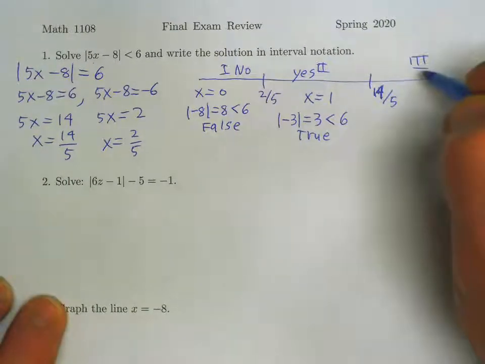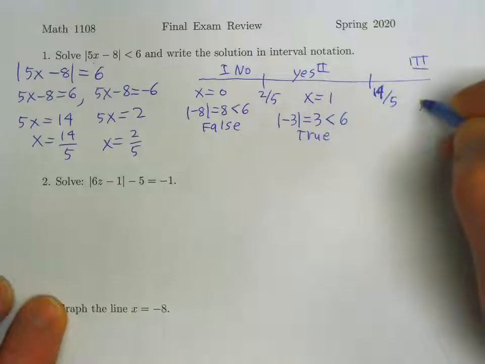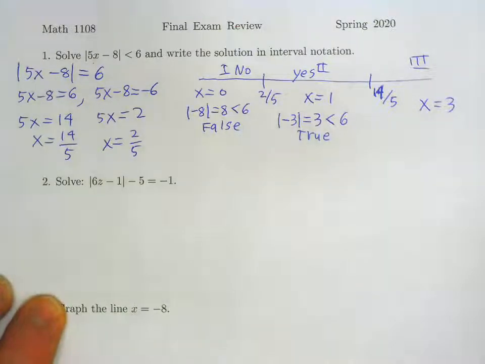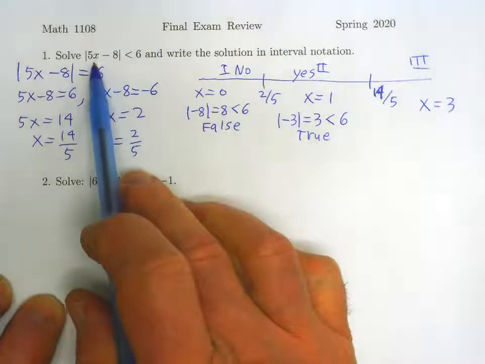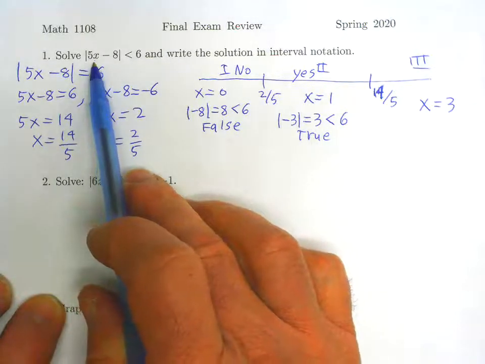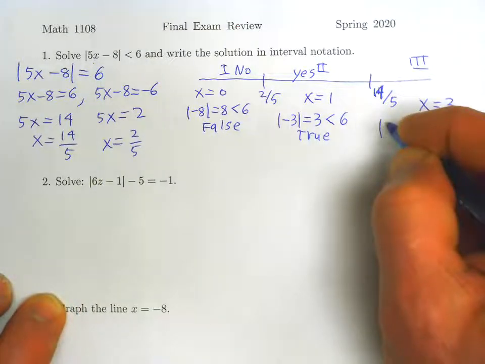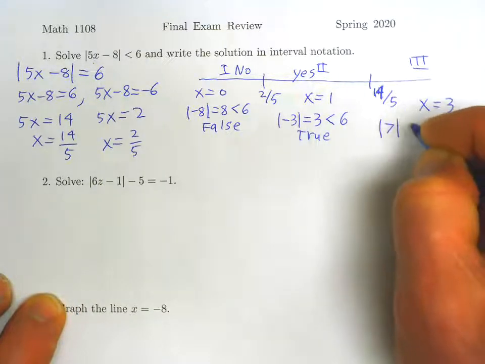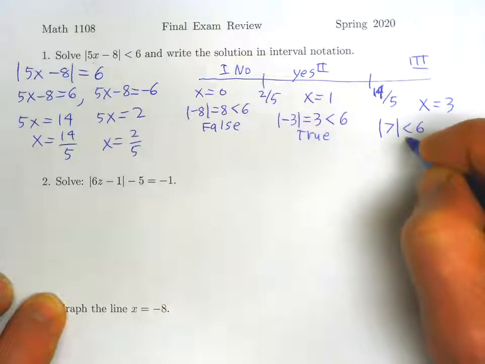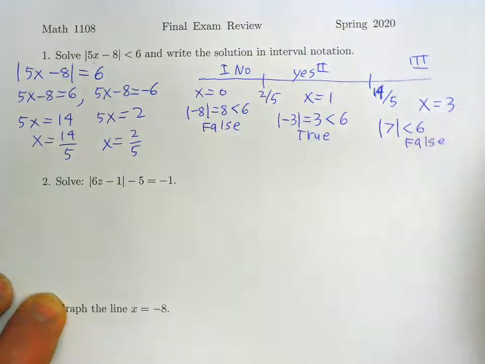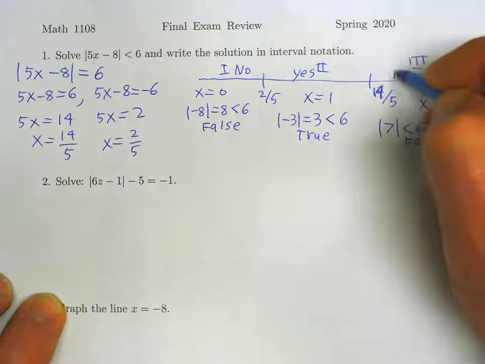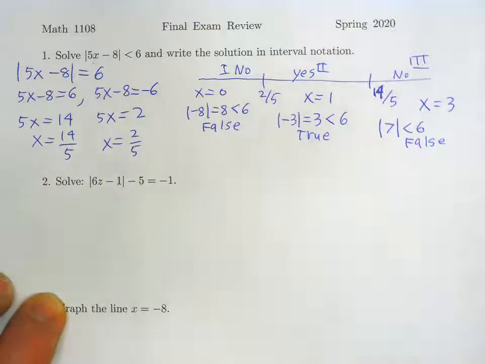And then in the third interval, we can pick x to be 3. And then in the inequality, replace x with 3. 5 times 3 is 15. 15 minus 8 is 7. And the absolute value of 7 less than 6 is false. So none of the numbers from 14 fifths to infinity are solutions.